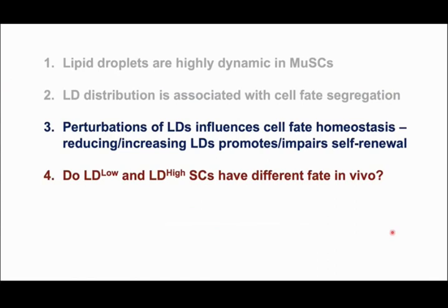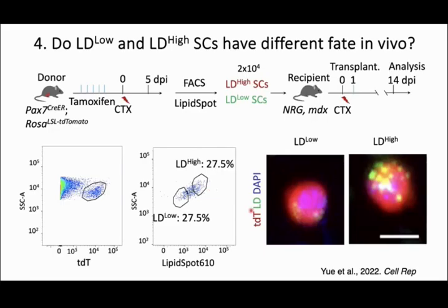The next question we asked is we directly isolated lipid droplet low and high cells and asked whether they have different function. I mentioned earlier, we can separate the cells based on the lipid content. So this is our strategy. We separate the cells. Now, the next thing we did was to inject these cells into a regenerating muscle to see whether their contribution to muscle regeneration is different.